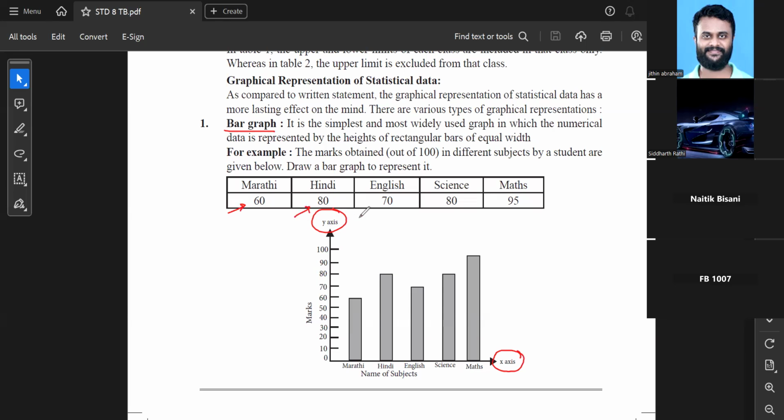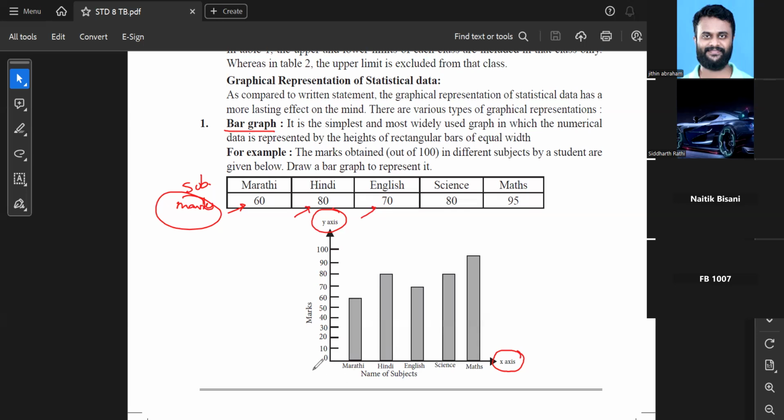So whatever is a comparison factor, there are two things. One is marks, the other one is subject. So subject के marks हम लोग compare करने वाले. We are going to compare the marks of these subjects. So comparison factor is marks. So whichever is the comparison factor, that we give in the y-axis, because that is easily readable.